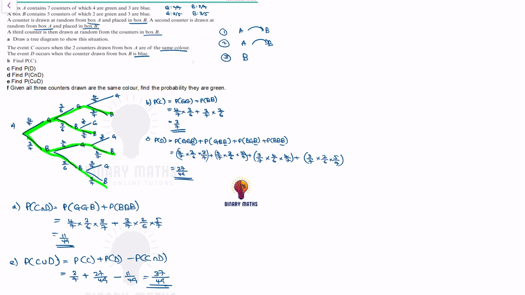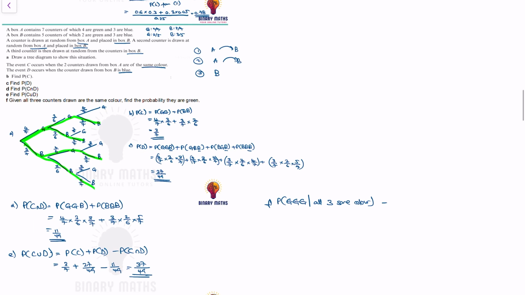F, given that all three counters drawn are the same color, find the probability that they are green. So F means the probability of green, green, green, given all three are the same color. It's the same thing as working out the probability of green, green, green over the only ways you can get all three the same color, which is the probability of green, green, green plus the probability of blue, blue, blue.